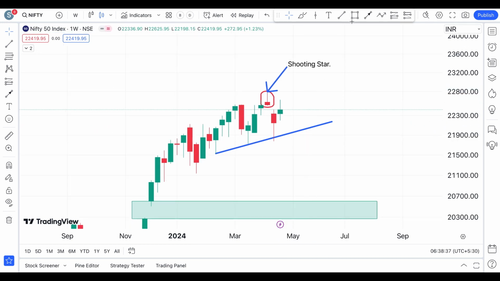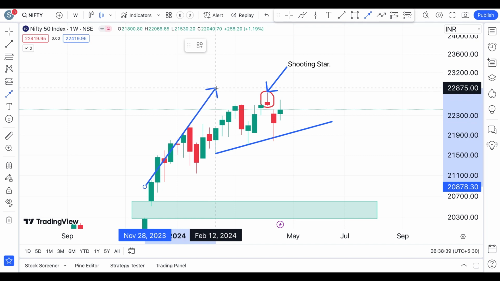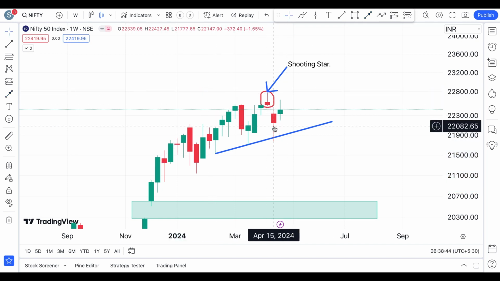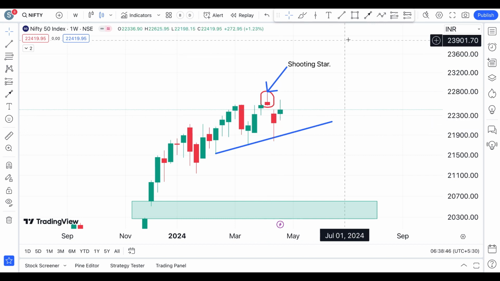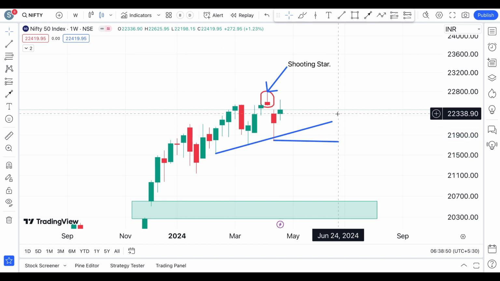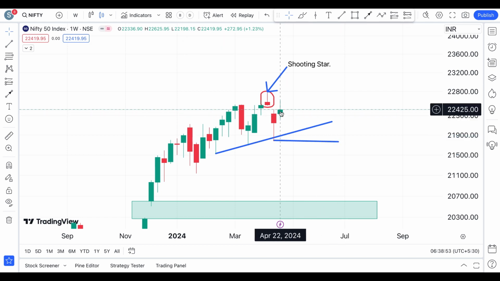Overall, you are in an uptrend, right? But what happened after this? You have seen a drop, a red candle, and a price correction almost till this point the next week. And this is the fresh week's close. That is this Friday, April 26th. April 22nd was the opening of that week, and April 26th was the close of this week. So this is the fresh candle.